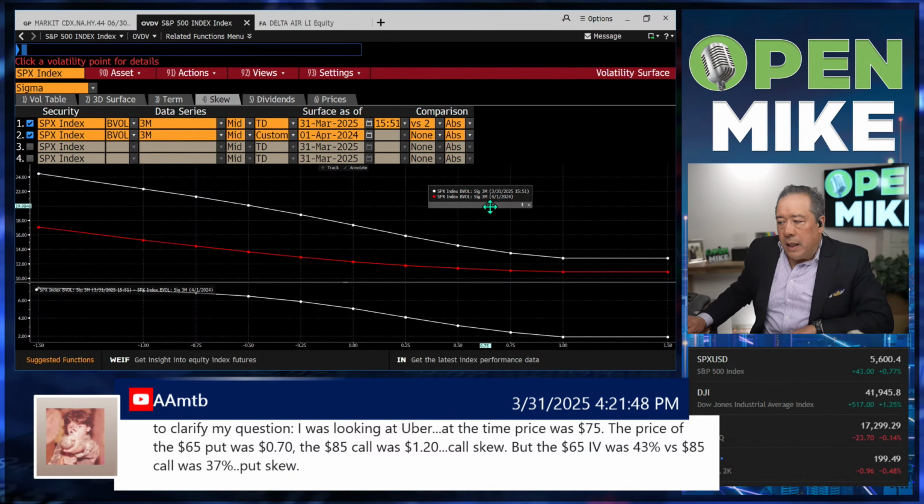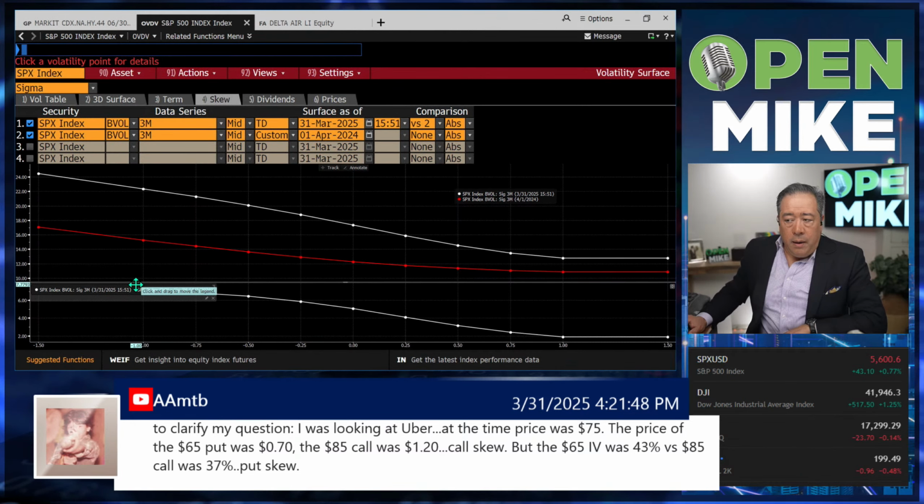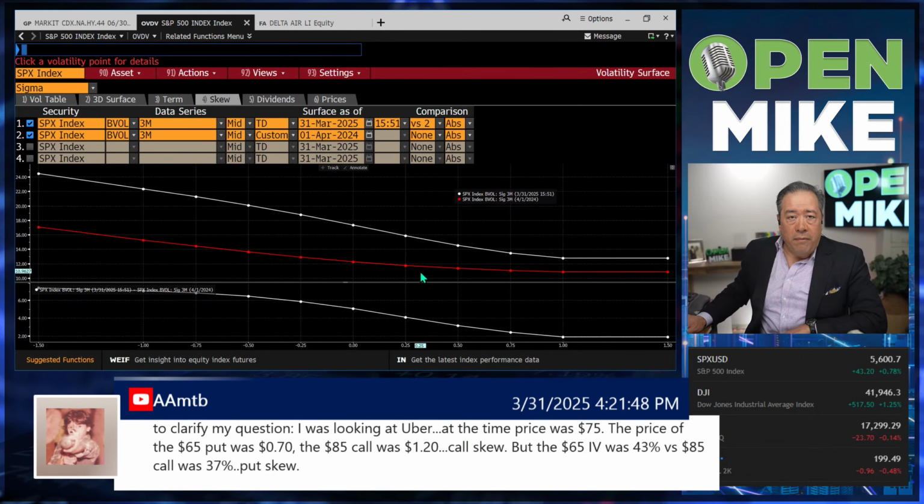And now we can see this is going out 3 months. So this is 90-day options in the S&P. We can see that the overall level of volatility is higher right now than it was. We can also see that the puts are higher in implied volatility terms relative to the calls, right?